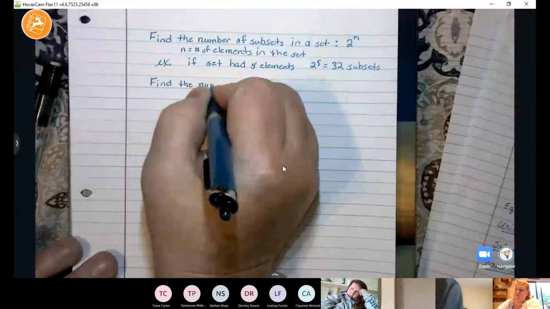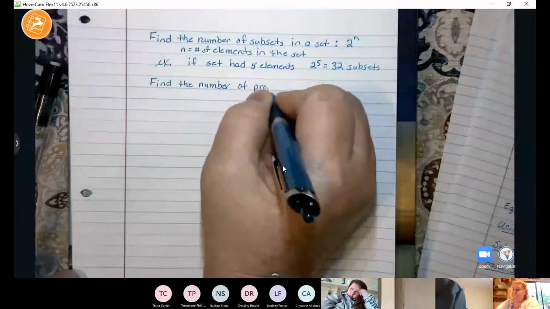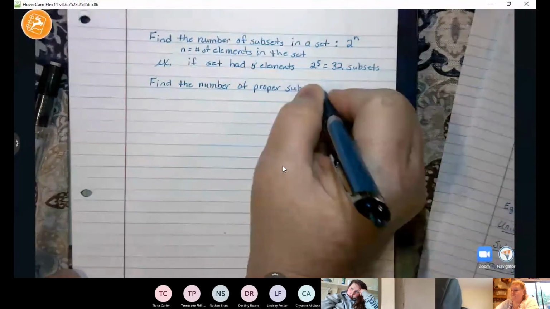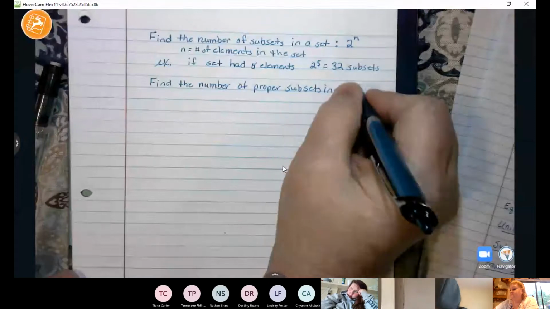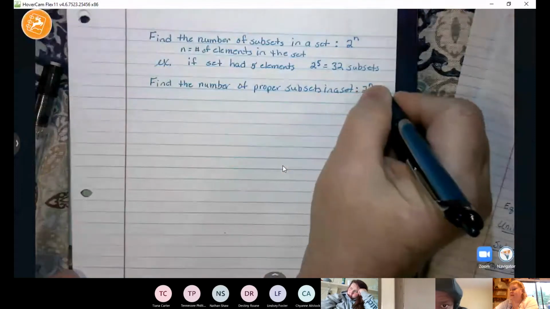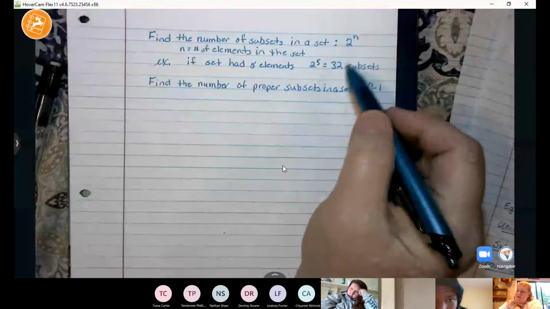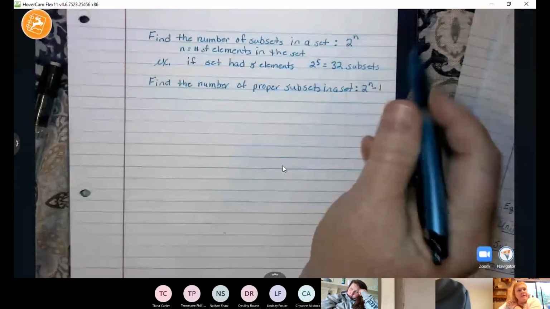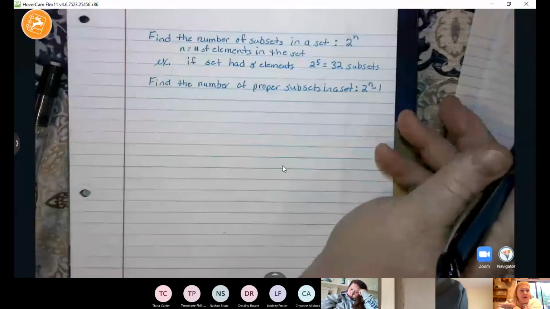To find the number of proper subsets, that's just 2 to the n minus 1. And that kind of makes sense. You have all the same number of subsets, except for the one that has all the elements in the set, which is minus 1.